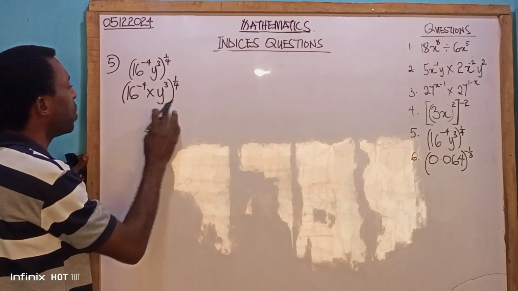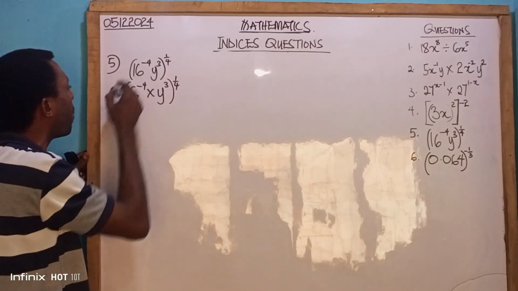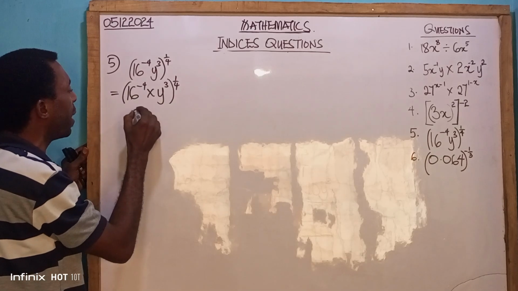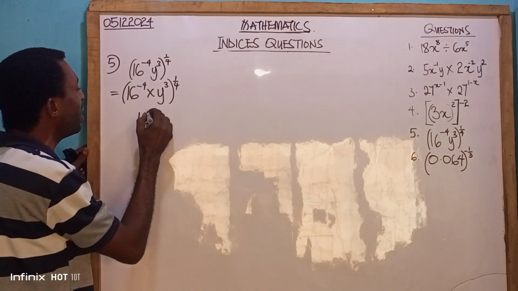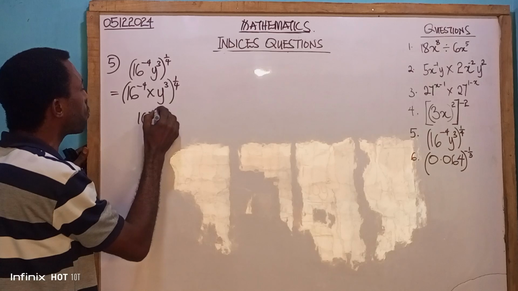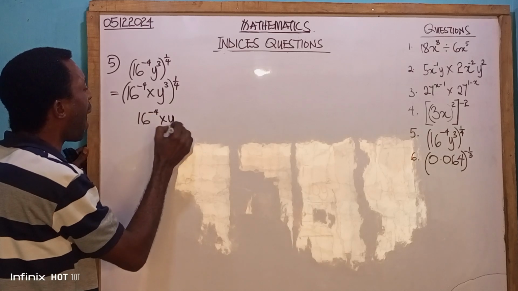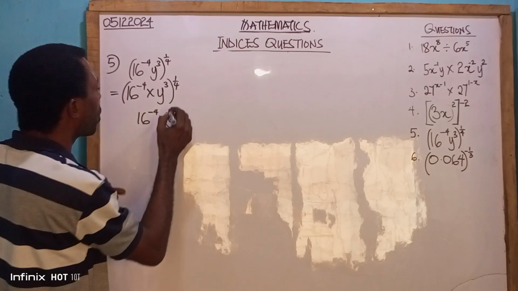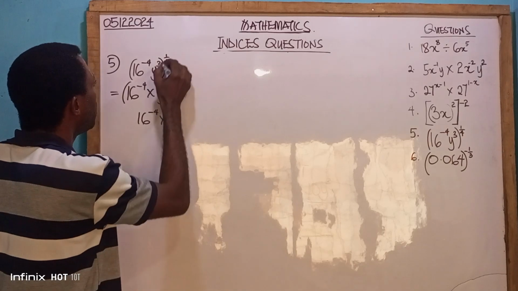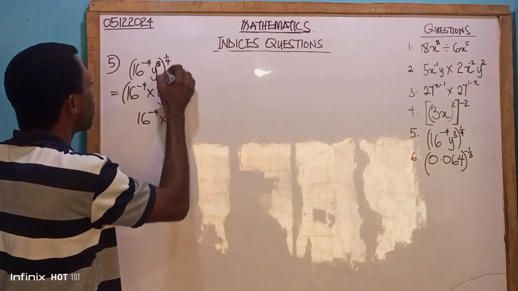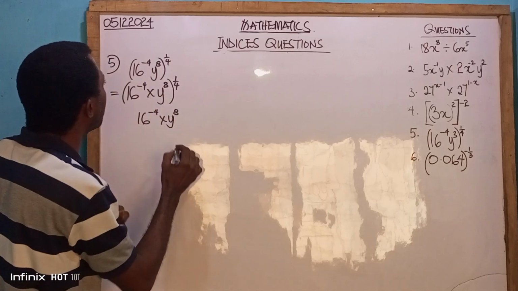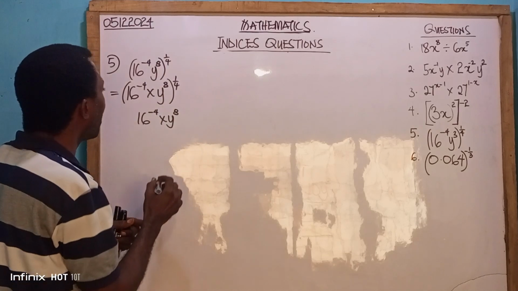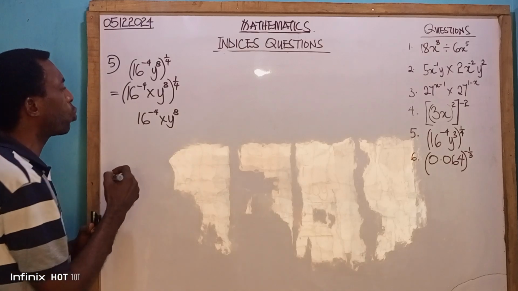Then how would that be? If I really want to use the last power to work it out, I will have 16 raised to power minus 4 multiplied by y raised to power 3. Oh, sorry, it's not 3, it's 8. It's 8 from the real question. Please, there's a mix-up in the question there. That's raised to power 8. That is what we have there.